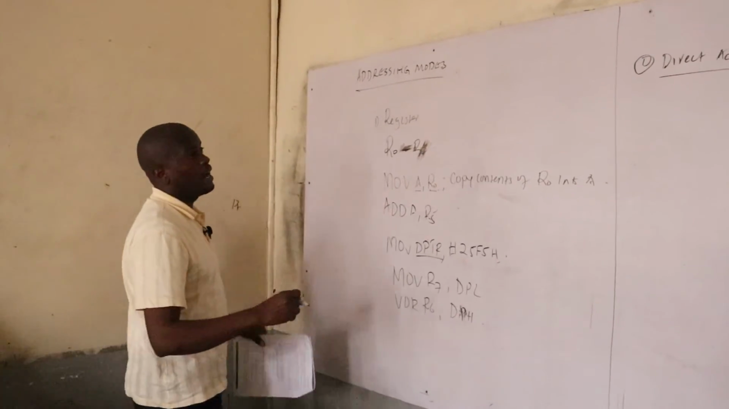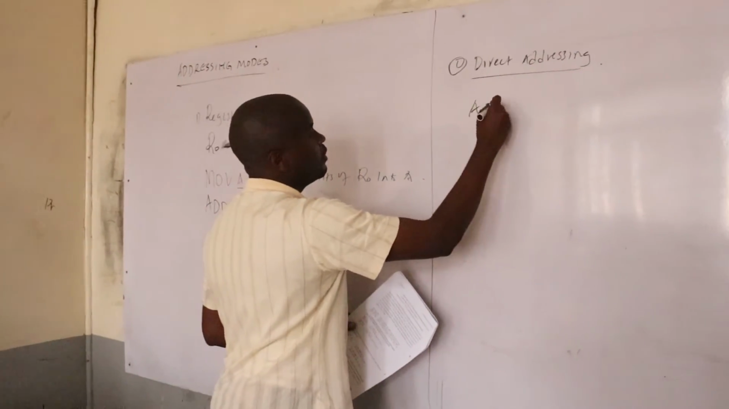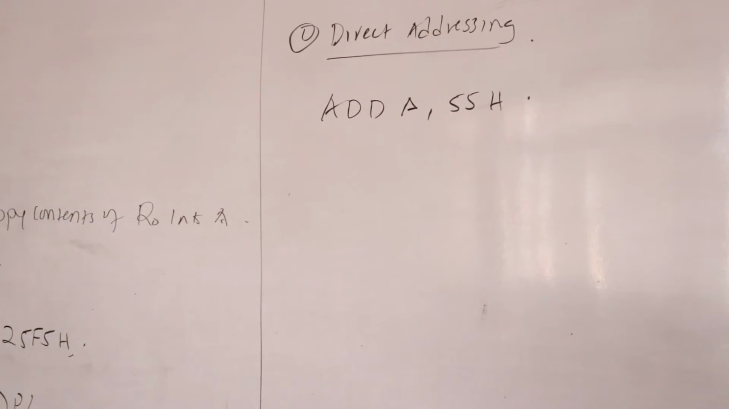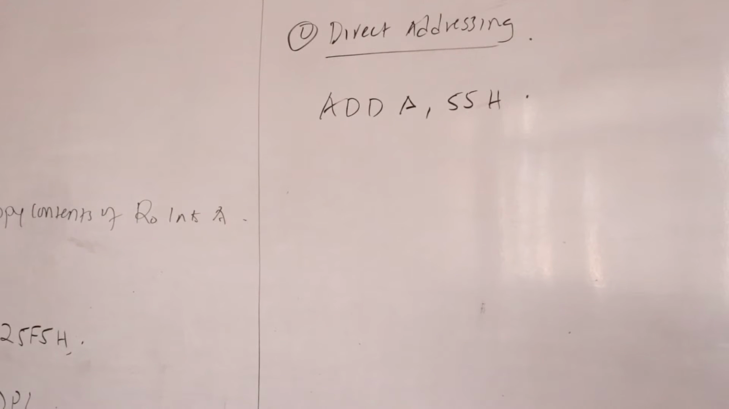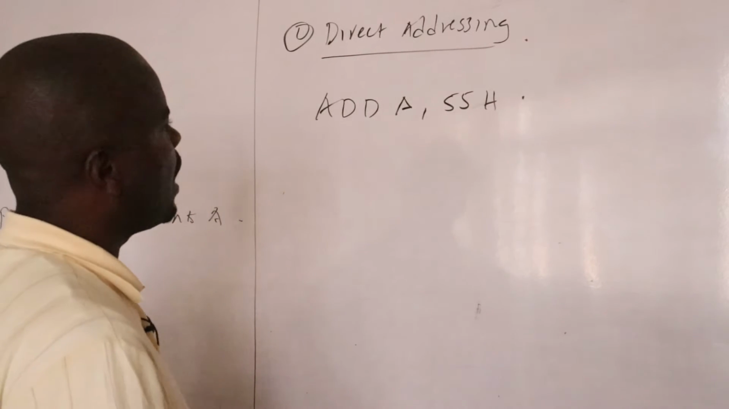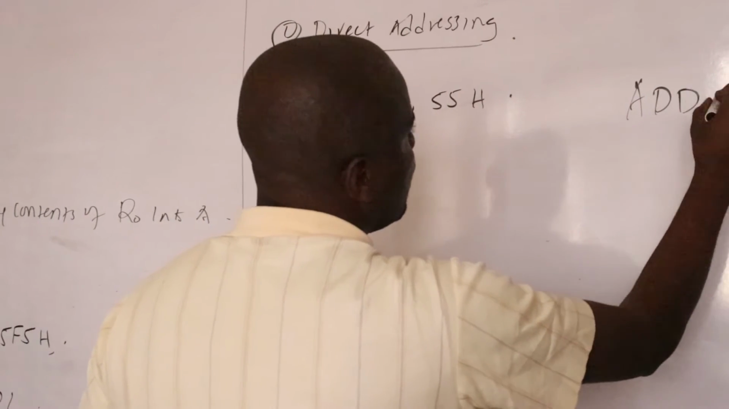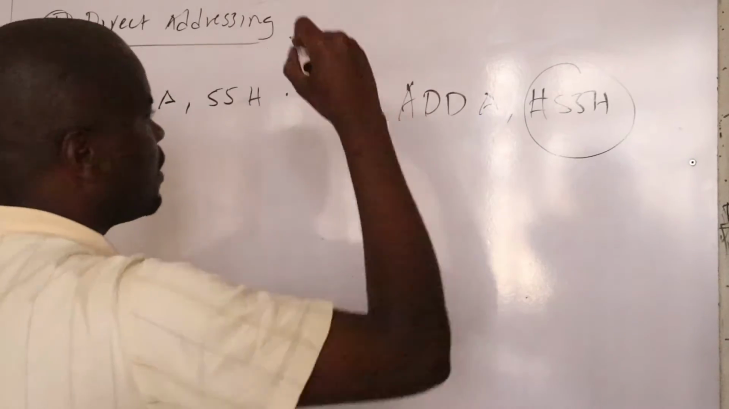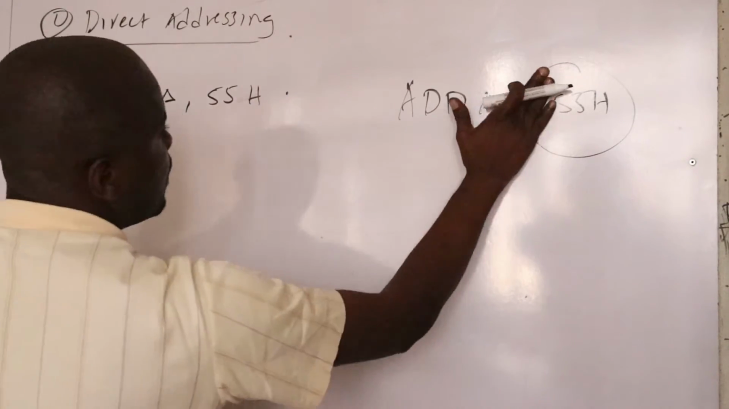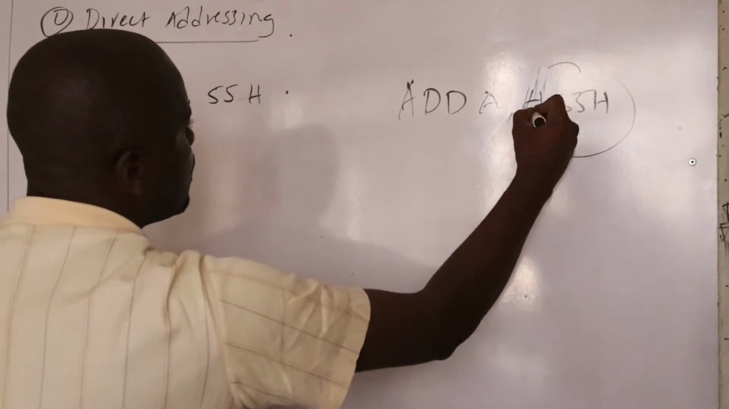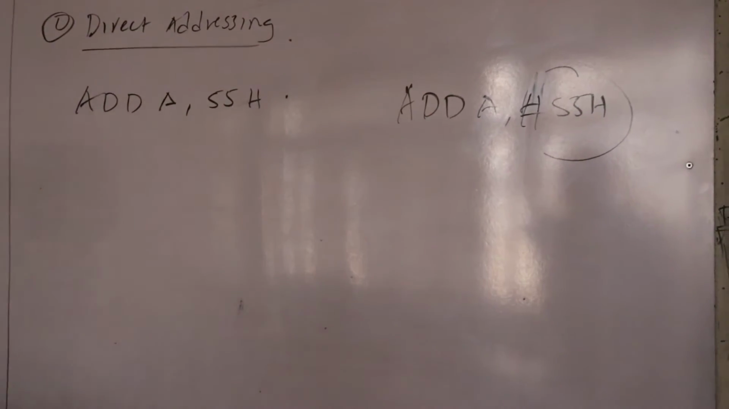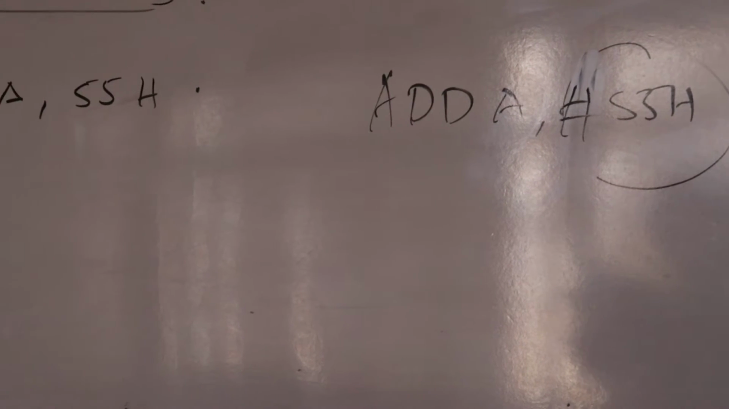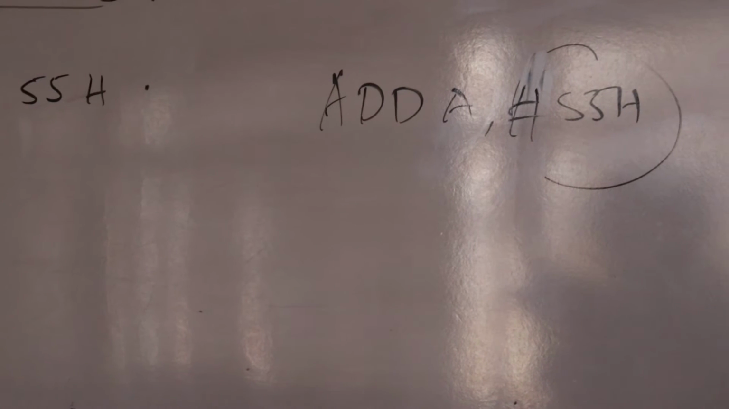For example, I can have an instruction like ADD A, 55H. You will notice that there is a difference. If I say ADD A, #55H, then 55H is the data itself. But if I omit the pound sign, then 55H is now a memory location. So when we talk about direct addressing, we are talking about movement of data that is stored in a given memory location.